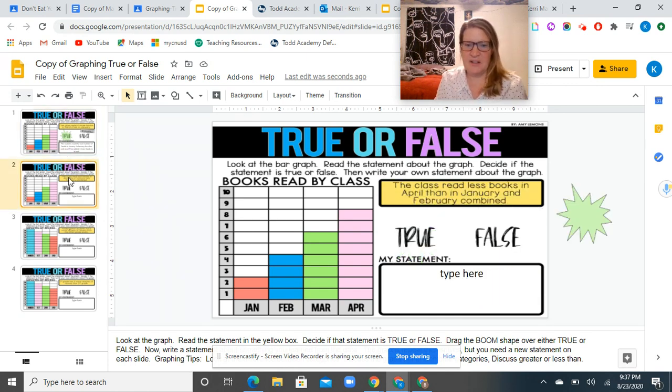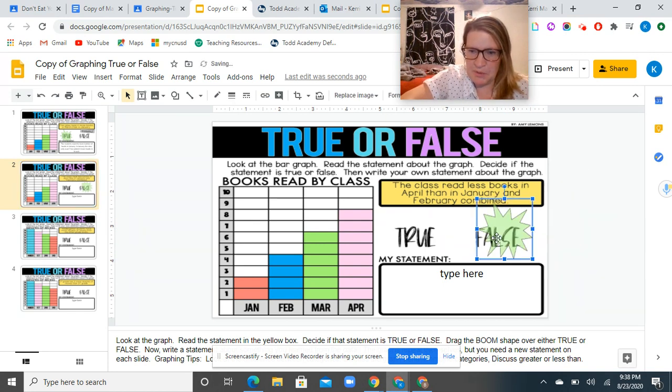This one says, same graph. The class read less books in April than in January and February combined. So in April, they read 8. They're saying that's less than January and February combined, because it says the class read less books in April. So January and February was 4 plus 2. What's 4 plus 2? 1, 2, 3, 4, 5, 6. So did they read more than 6 in April or less? Well, in April they read 8. So in April they read more. So that statement would be false.